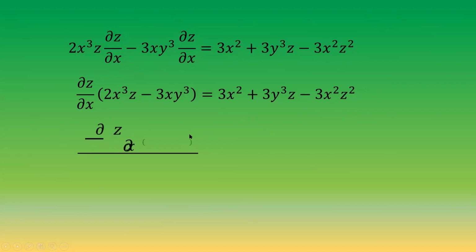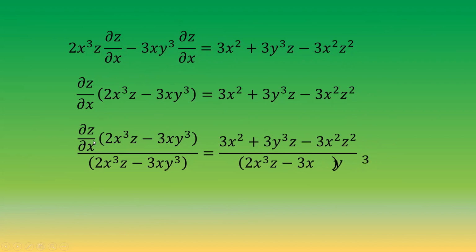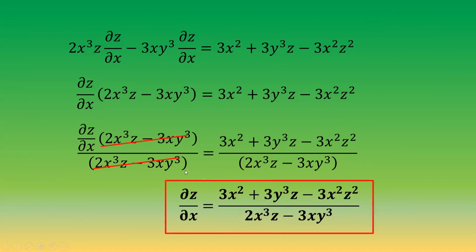Then again, we divide both sides by 2x cubed z minus 3xy cubed to solve for the partial derivative of z with respect to x. So this cancels. Then our partial derivative of z with respect to x is equal to 3x squared plus 3y cubed z minus 3x squared z squared, all over 2x cubed z minus 3xy cubed. So this is the partial derivative of z with respect to x.